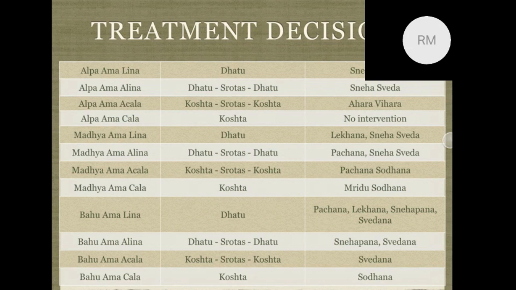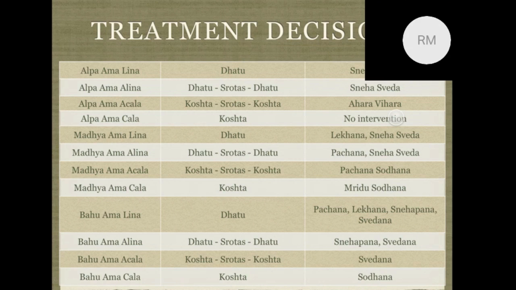So possibilities are shown, like the first one is quantity of ama in a hidden state, and it is located inside the dhatu, and then you have to do snehana and sveda. So these are Sanskrit terms which you will be able to understand when you complete our lecture day. But these terms cannot be easily translated, so I prefer to keep them in Sanskrit.